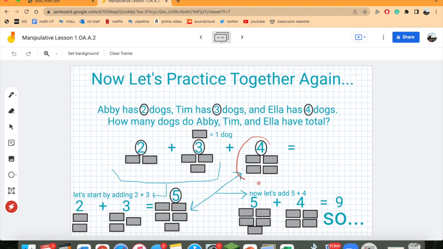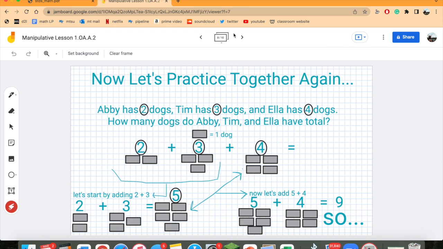But now we have 4 left over. So we're going to add 5 plus 4. 1, 2, 3, 4, 5 plus 1, 2, 3, 4 equals 9. So you may be wondering again, where did we get this 5 from? Well, our original problem, 2 plus 3 plus 4. 2 plus 3 gives us 5, and then we add our 4 and our 5 together to get 9 total.